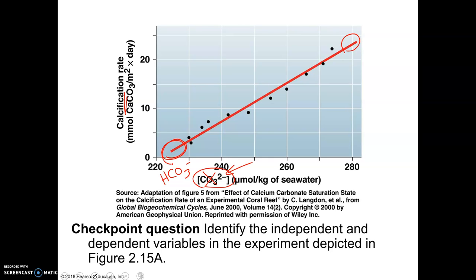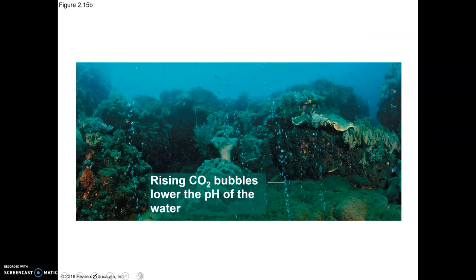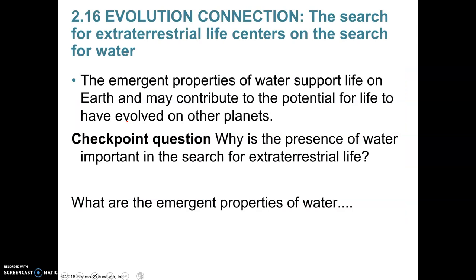Our independent variable, they ask you, was the carbonate. They added different amounts of carbonate. The dependent variable, what they measured, was how much calcification happened. In other words, how much carbonate got stuck into the coral reefs. So they changed the amount of carbonate and then measured how much calcium got put into the reefs. Just a reminder about independent and dependent variables. All right. And then this last little thing here is just about emergent properties.